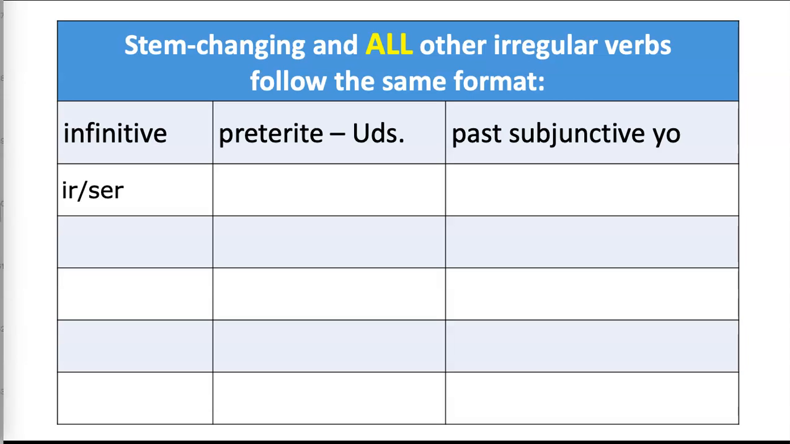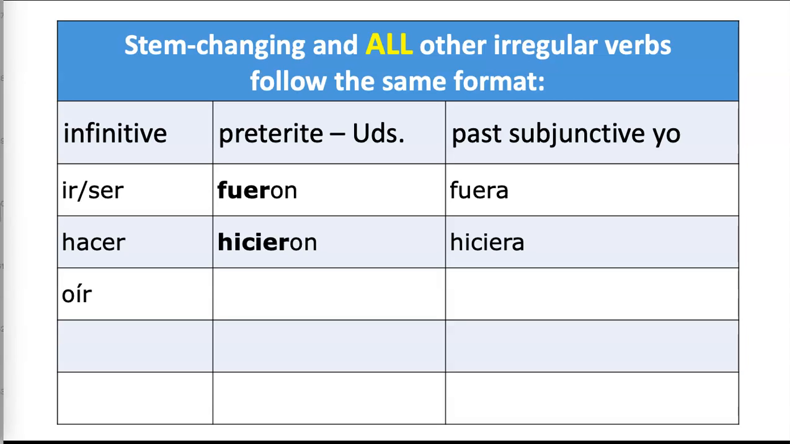Let's do a few more. Ir and ser. Do you remember what the preterite form is? Fueron becomes fuera for the past subjunctive yo. Hacer, the ustedes preterite form, hicieron, becomes hiciera. Oír, the preterite ustedes form, we're going to need to add a y. Oyeron becomes oyera for the past subjunctive yo.